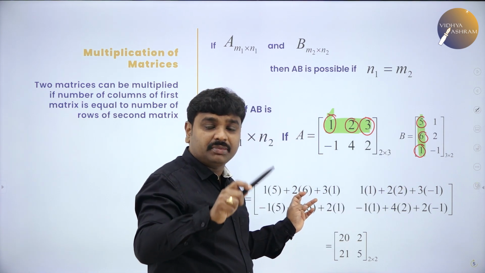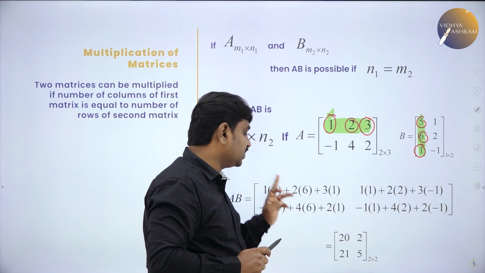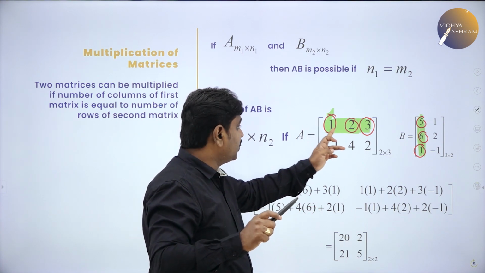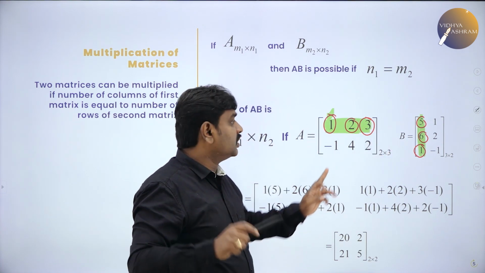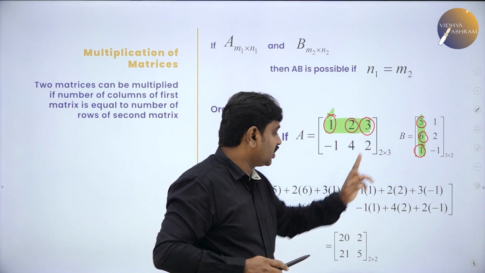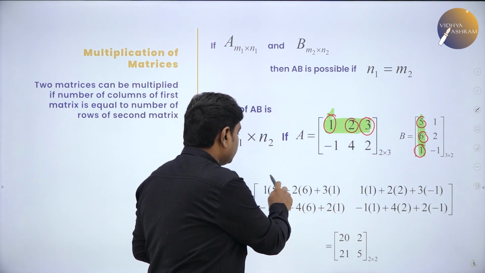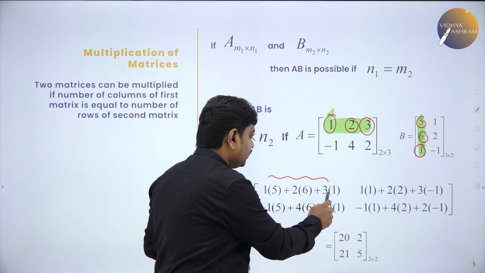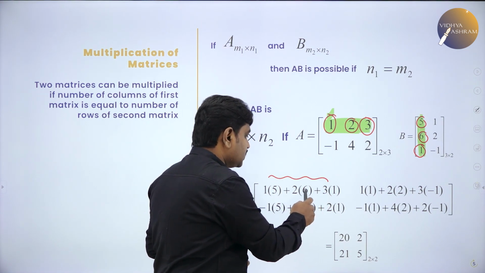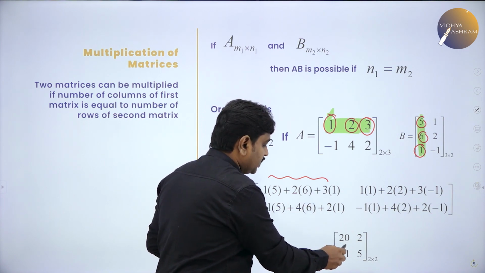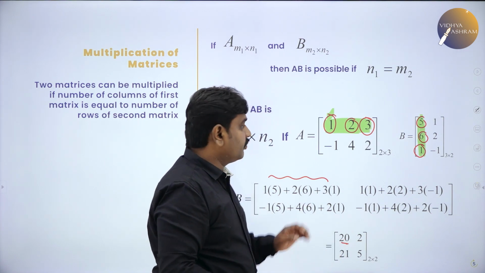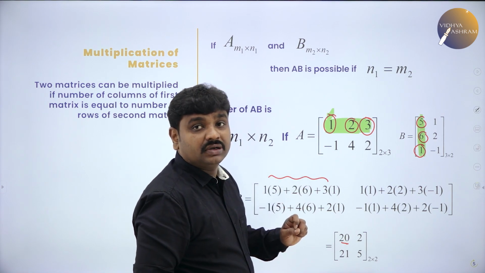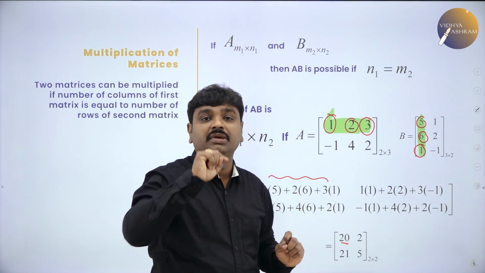First row first element into first column first element, plus first row second element into first column second element, plus first row third element into first column third element. So if I do this, I'll get first element: 1 into 5 is 5, 2 into 6 is 12, 3 into 1 is 3. Then add 5 plus 12 is 17, 17 plus 3 is 20. Here we got it. Now we are done with first row first element. First row with first column gives you one element.